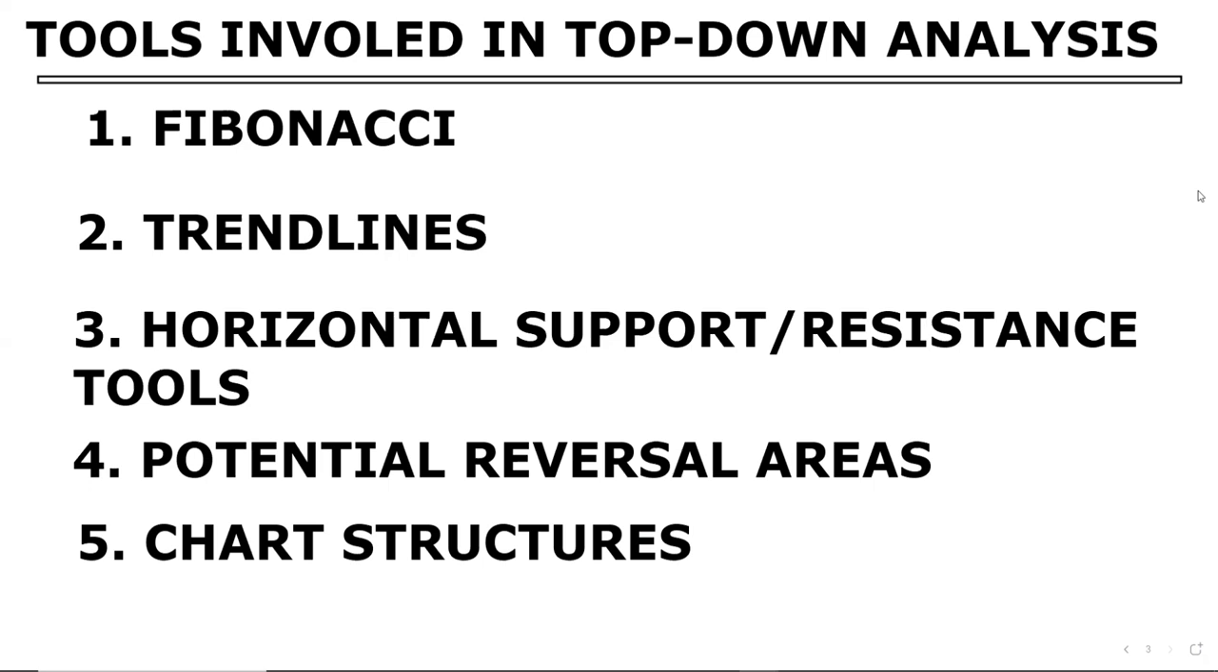What is the next? Horizontal support and resistance tools. They are important as they allow us to know areas of support and resistance on the chart. This allows us to buy at support levels and sell at resistance levels. It also allows us to take profits. For example, if we are selling and price gets to a support level, you know you are supposed to take profits. And if you are buying and price gets to a resistance level, you also know you are supposed to take profits.